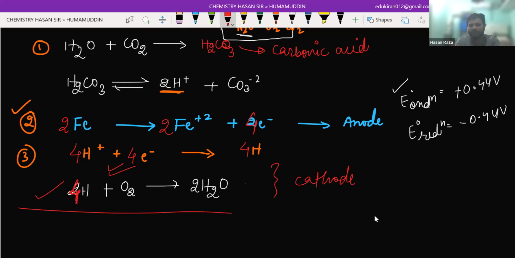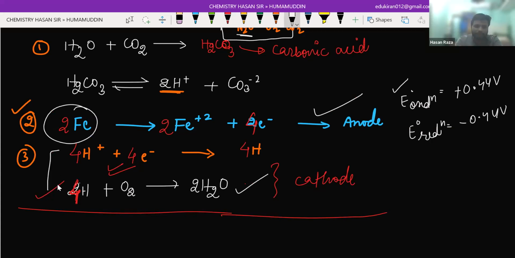Now you can see the overall reaction. What do we do for the overall reaction? The oxidation half reaction you add, and the reduction half reaction you add, and you will get the whole reaction. On the left hand side it is 2Fe, so I'm going to add 2Fe. And you can see this 4H+.